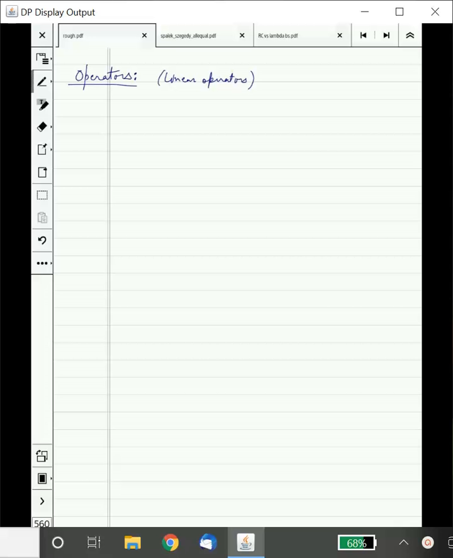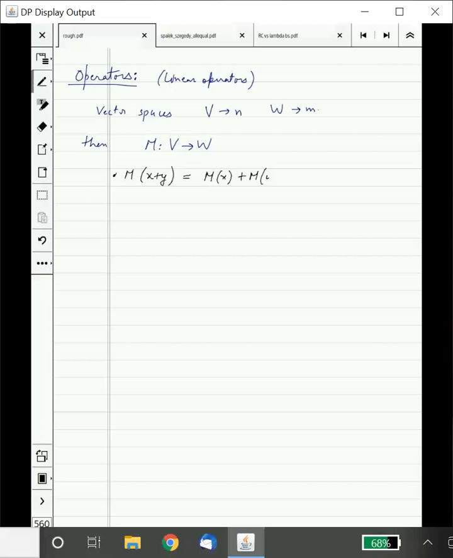In this, we will mostly concern ourselves with vector spaces. So let's say there are two vector spaces, V of dimension n and W of dimension m. Then a linear operator M from V to W is an operator which satisfies these two conditions. One is that the action of M on x plus y should be M of x plus M of y. So here addition is happening in vector space V, here addition is happening in vector space W.